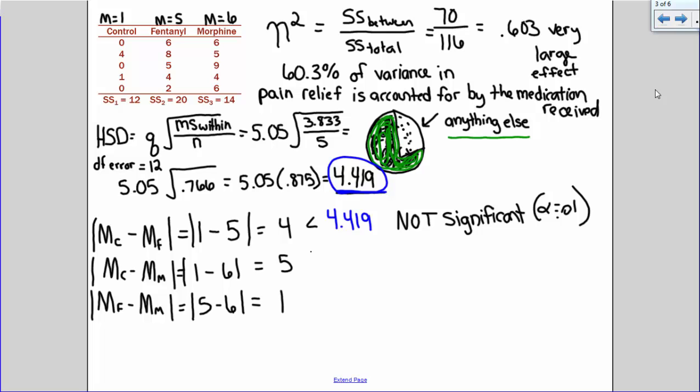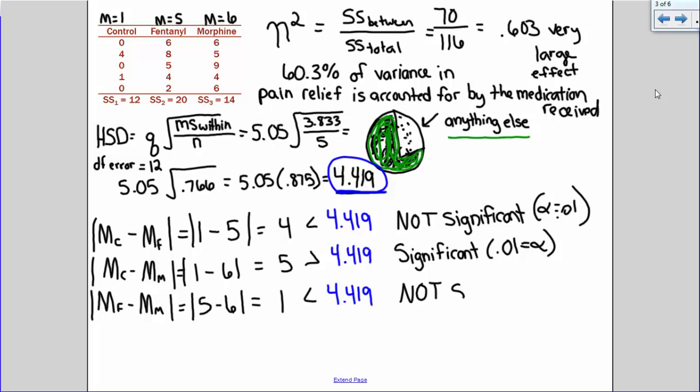Then this difference is greater than 4.419. So we conclude that this is a significant difference with an alpha level of 0.01. Sweet. There's our group that's significantly different, because check this out. 1 is definitely less than 4.419. Not a significant difference with an alpha level of 0.01.